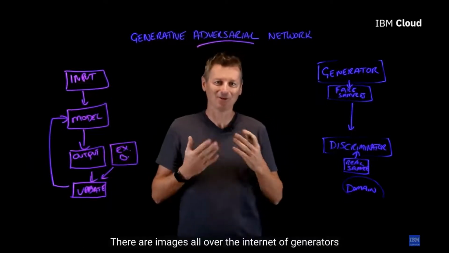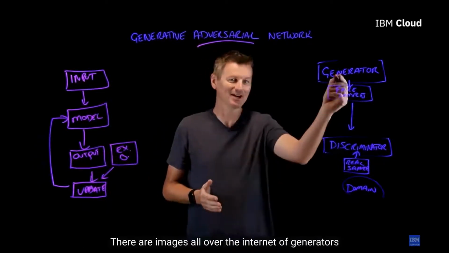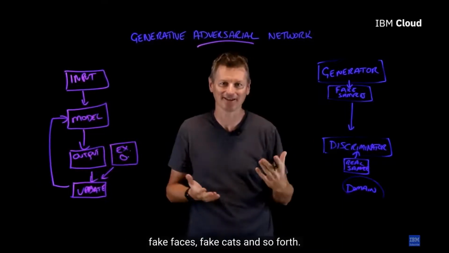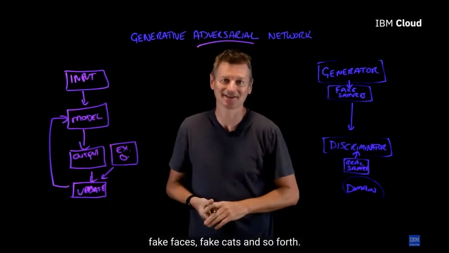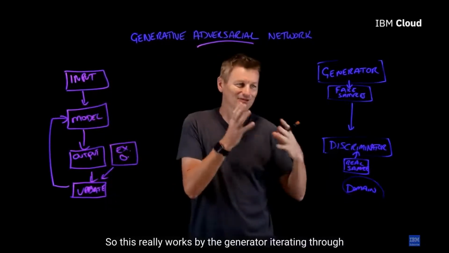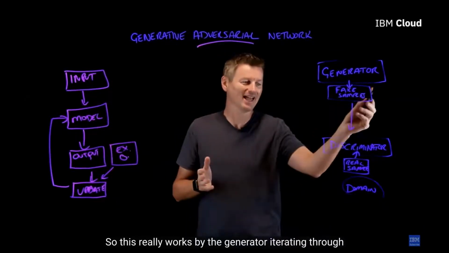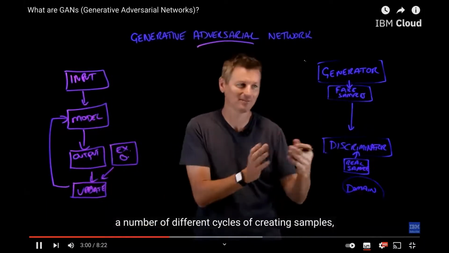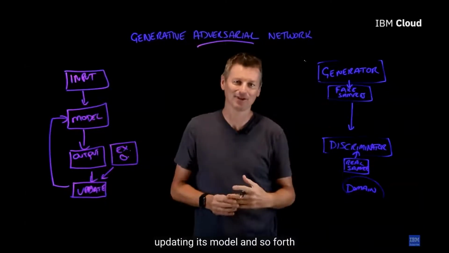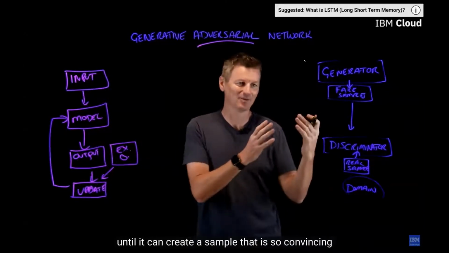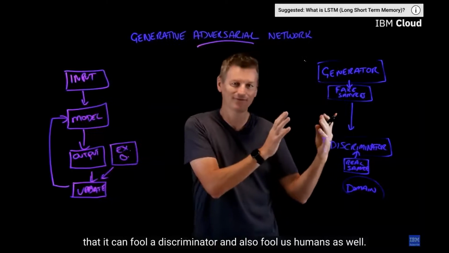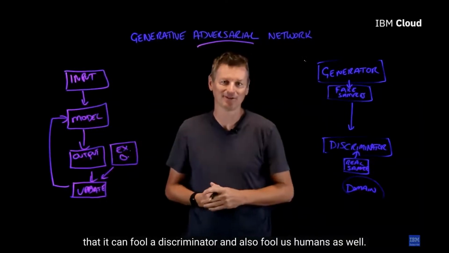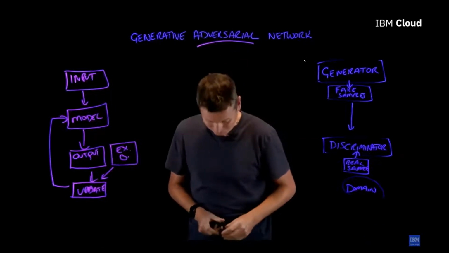There are images all over the internet of generators that have been used to create fake 3D models, fake faces, fake cats, and so forth. So this really works by the generator iterating through a number of different cycles of creating samples, updating its model, and so forth, until it can create a sample that is so convincing that it can fool a discriminator and also fool us humans as well.